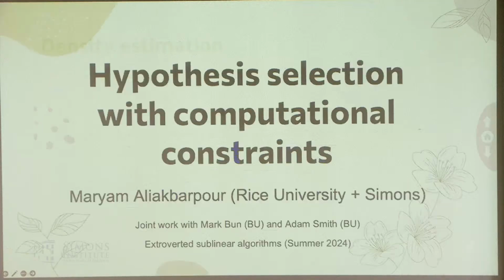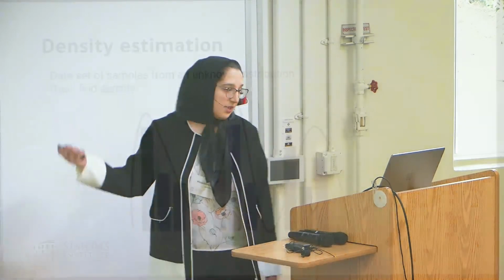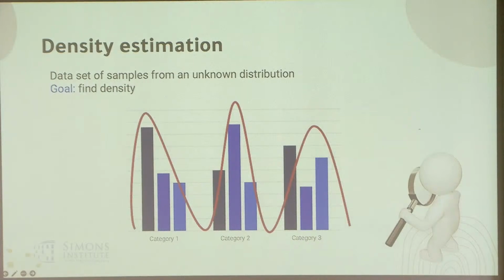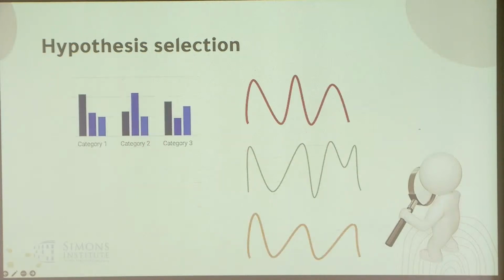My talk is about density estimation. This is joint work with Mark Bun and Adam Smith. There is a fundamental question in statistics called density estimation. We have a data set that are samples from some unknown distribution, and we want to figure out the density of this underlying distribution that is unknown. Hypothesis selection is a special case of this problem. We are given a set of PDFs, or density functions, also known as hypotheses. We want to pick a hypothesis that describes the underlying distribution of the data well.